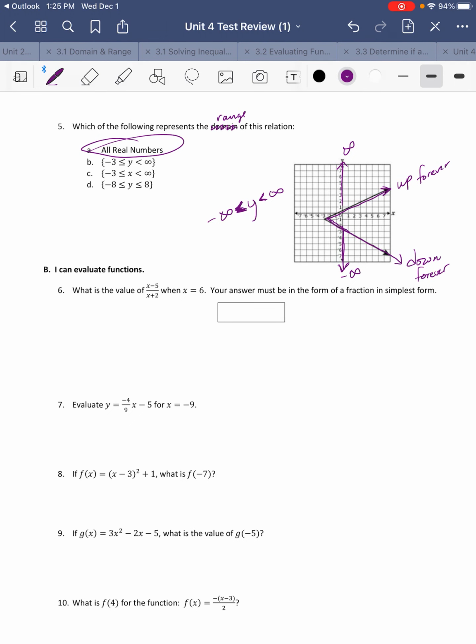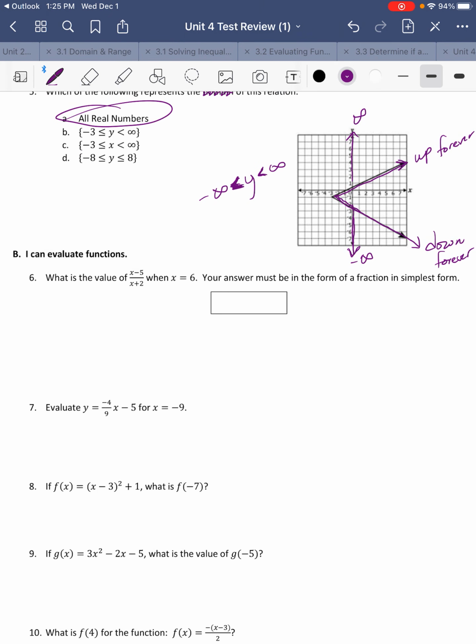All right, for B, what is the value of x minus 5 over x plus 2 when x equals 6? We've got to put the answer in simplest form of a fraction. So x is going to equal 6, so let's substitute 6 in for both of the x's. The numerator, 6 minus 5 is 1. Denominator, 6 plus 2 is 8. 1/8. That's already simplified. That's it.